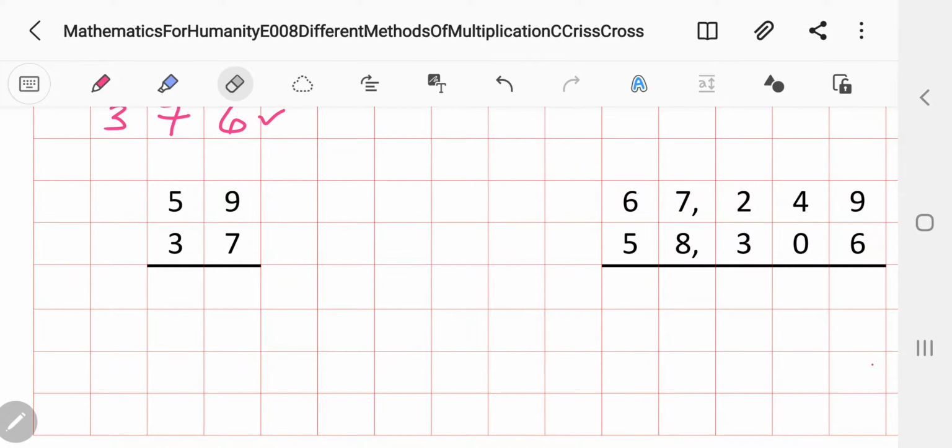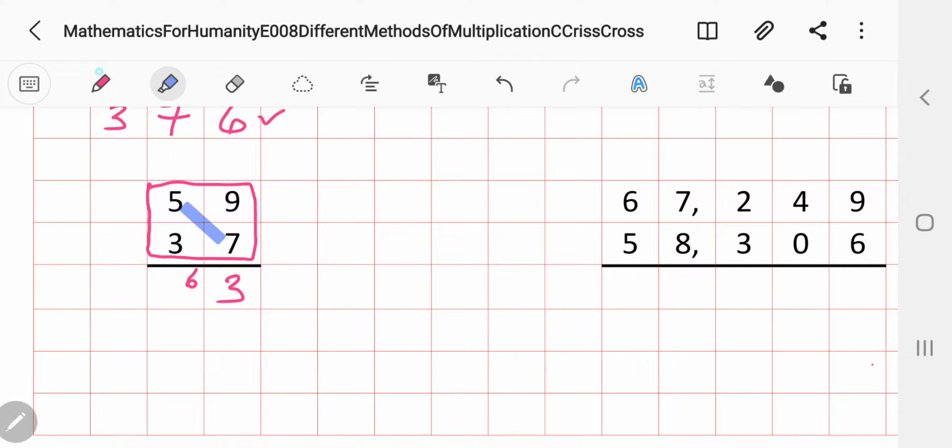So we have 59 times 37. Again, enclose this with a rectangle and then multiply them. 9 times 7 would be 63, so we write 63 here. Then we increase the enclosure so that we will occupy 2 columns. So we increase the enclosure, and then we crisscross here.